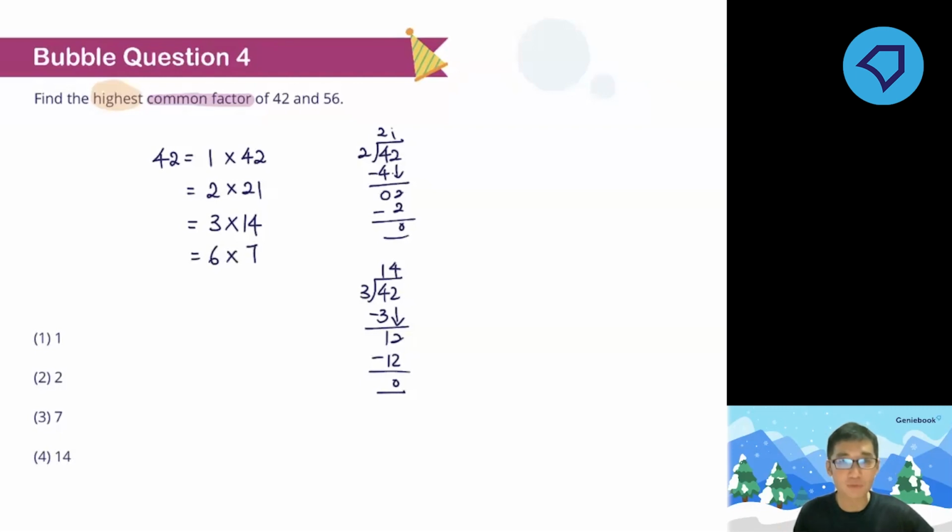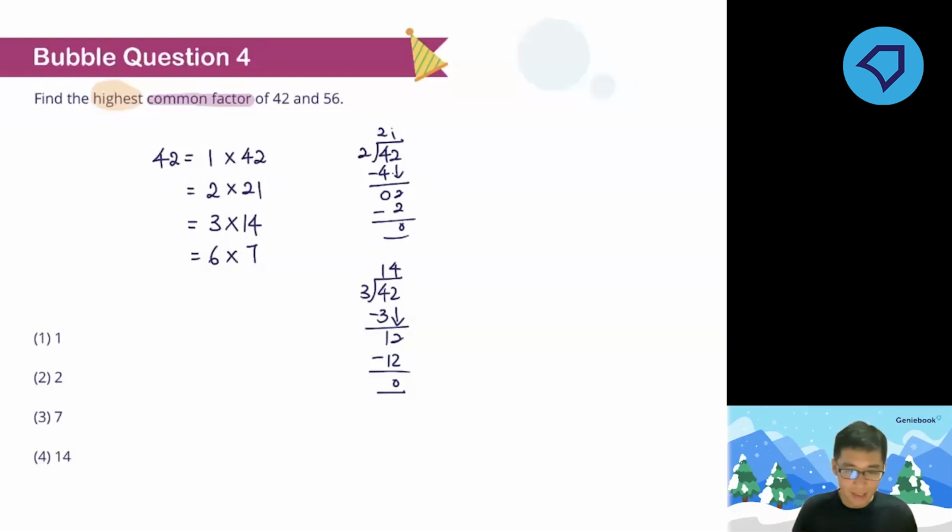Now, if I continue, the next number after 6, which is 7, yes, 42 is indeed divisible by 7, but I've already written it here. I've repeated it here already. So therefore, I know that I can stop the listing. So these 8 numbers here, 1, 2, 3, 6, 7, 14, 21, and 42 are the factors of 42.